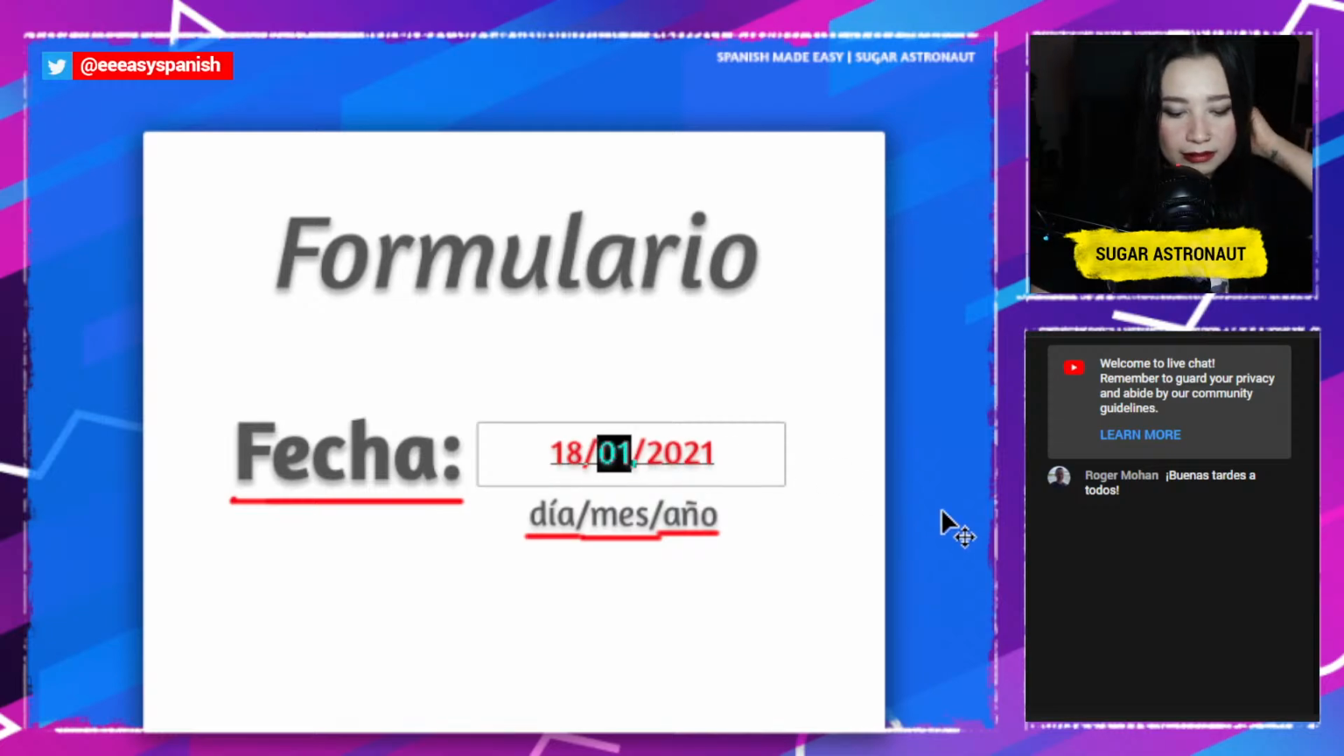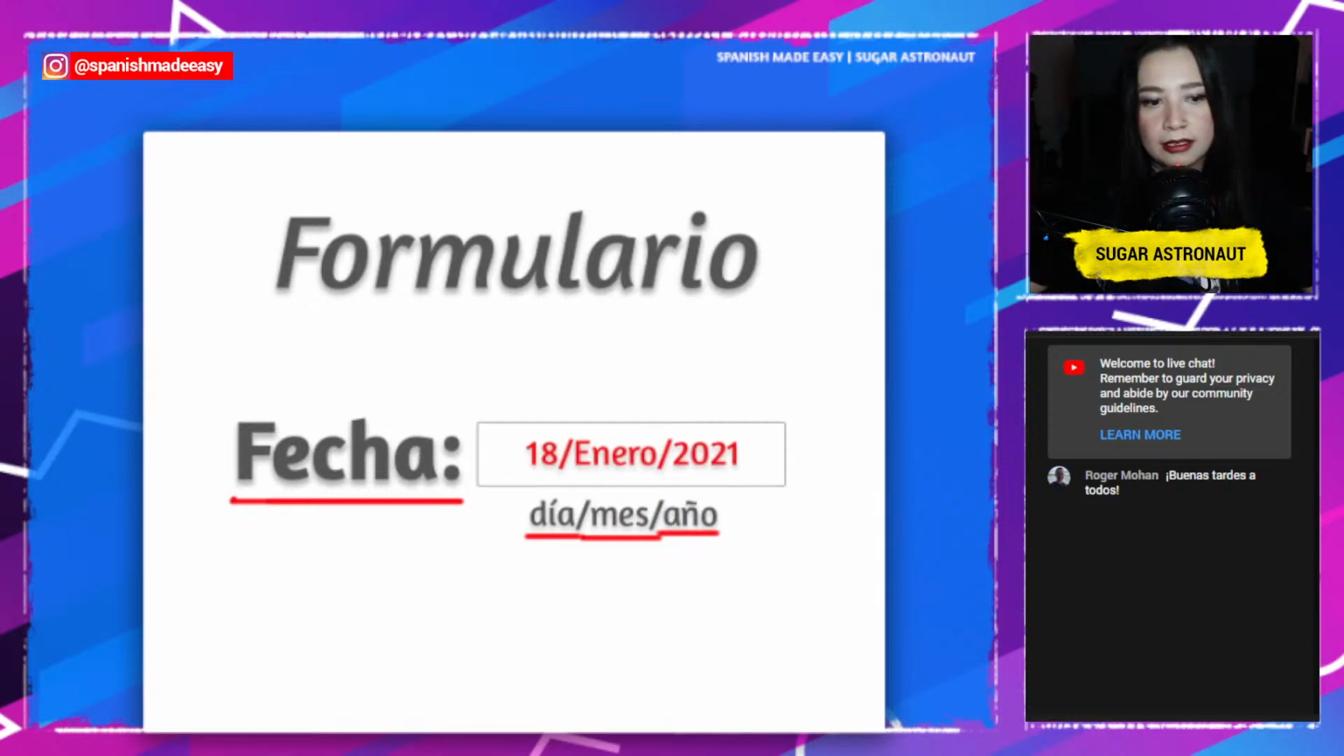Sometimes you can just write the month here, so that will be enero. Okay, so that works as well. Yeah. 18 de enero del 2021. That's how you would read the date. Okay, 18 de enero del 2021. Okay, día, mes y año. Perfect. So that's how it works. That was fecha, la fecha, the date, today's date.